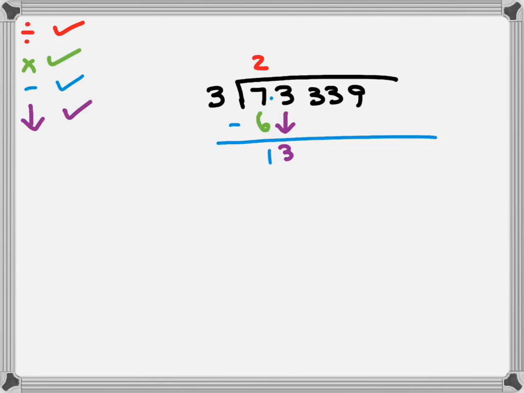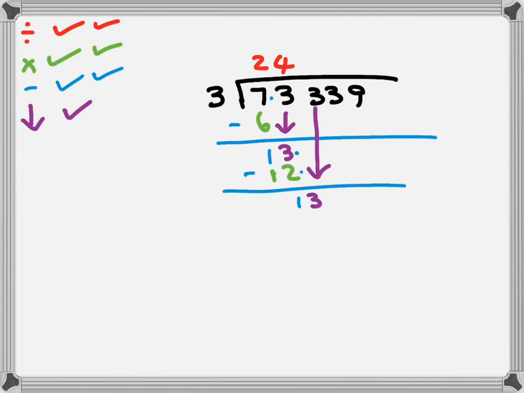Now we're dividing again. 3 into 13 goes 4 times. Times 4 times 3 is 12. Minus 13 minus 12 is 1. And then we're going to go back to bring down again. What's the next number waiting? That 3 there. Okay, done our bring down.